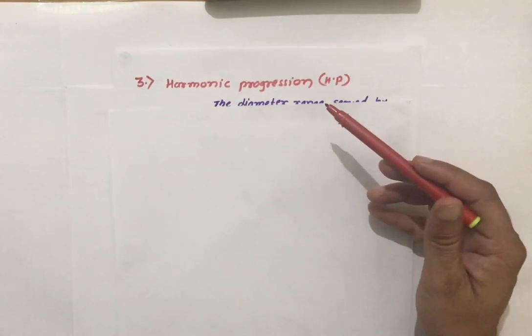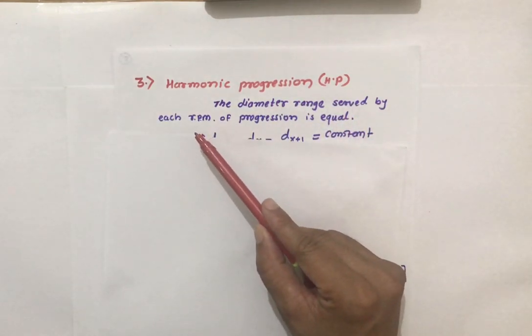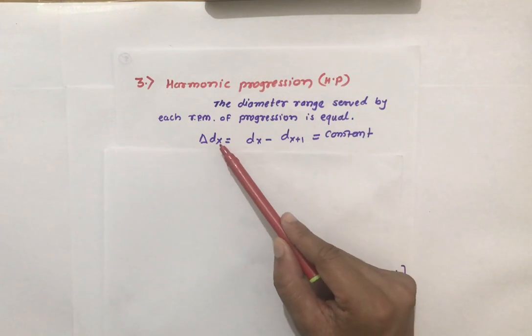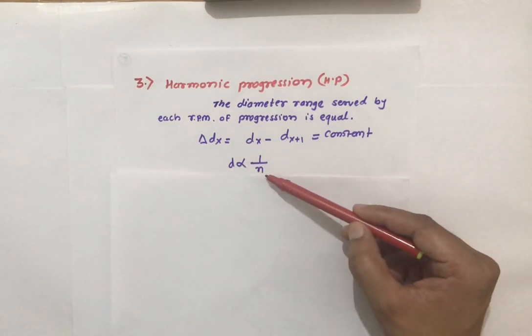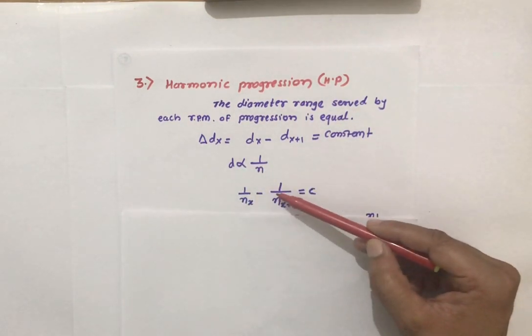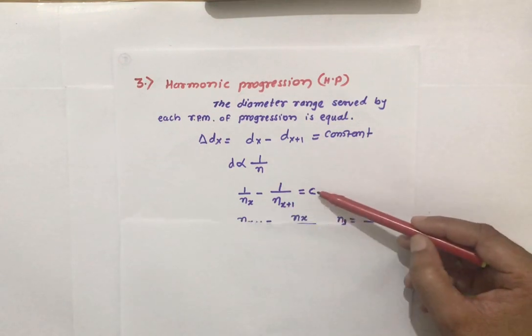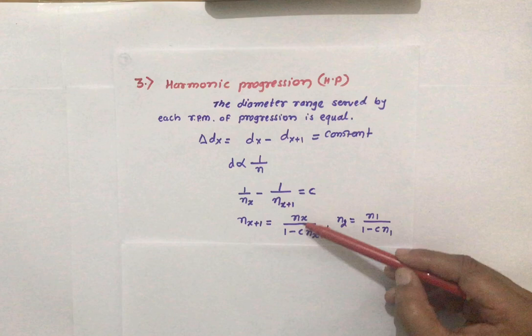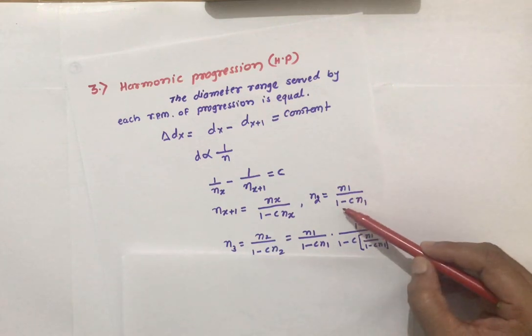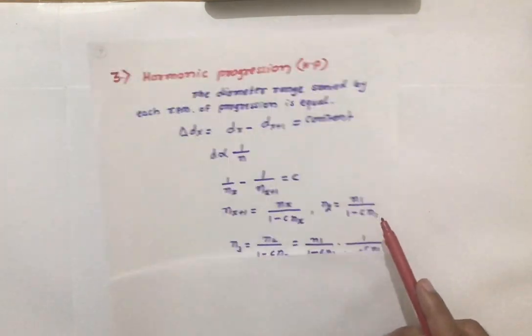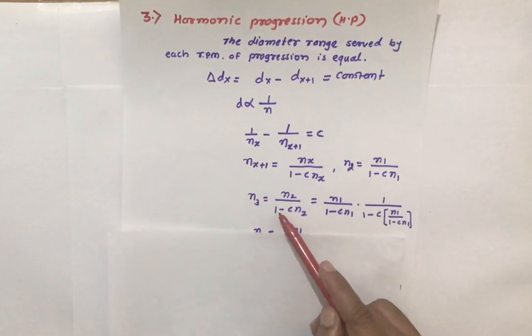Now the next law is the harmonic progression. In harmonic progression, the diameter range served by each rpm is equal, that is the change in diameter, dx minus dx plus 1, is constant. So diameter is inversely proportional to the speed, so 1 upon n max minus 1 upon nx plus 1 is constant. So nx plus 1 is equal to nx upon 1 minus c into nx, so n2 becomes n1 upon 1 minus c into n1.